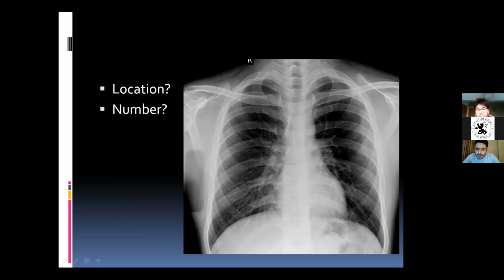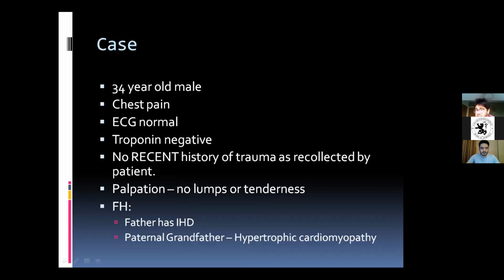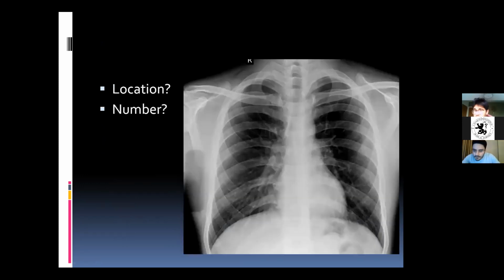So, pain. Hang on, let me just go back again. There you go, just chest pain. Okay. On palpation, there's no lumps or tenderness. ECG is normal, TROPS negative.